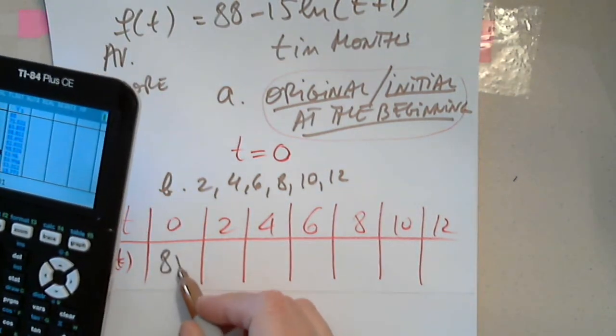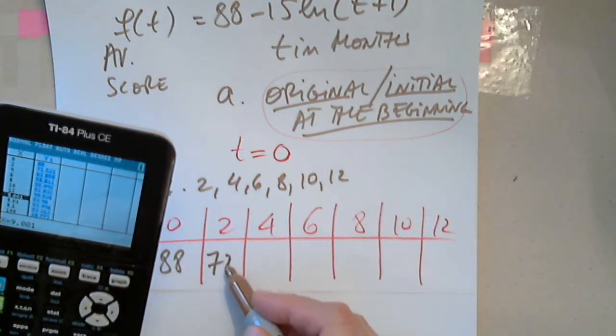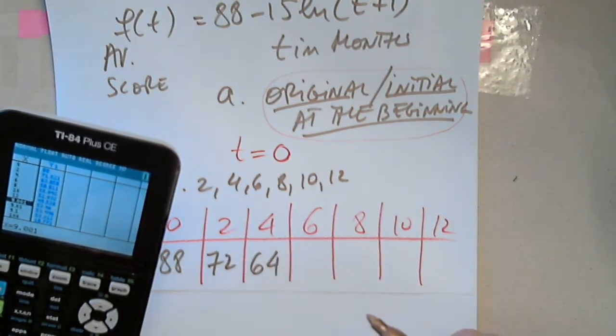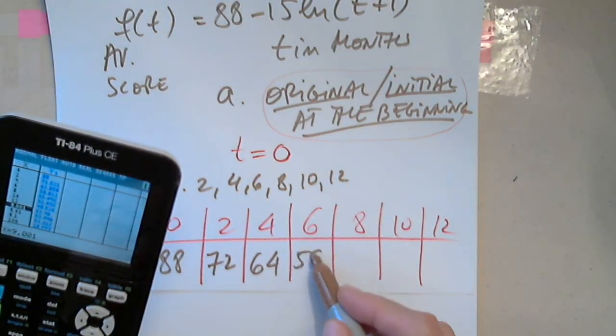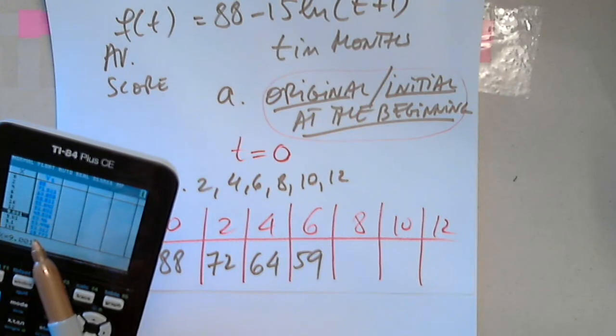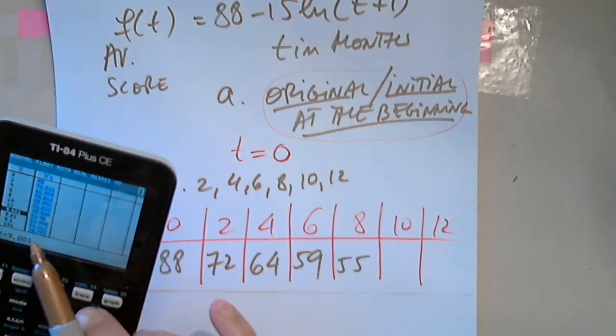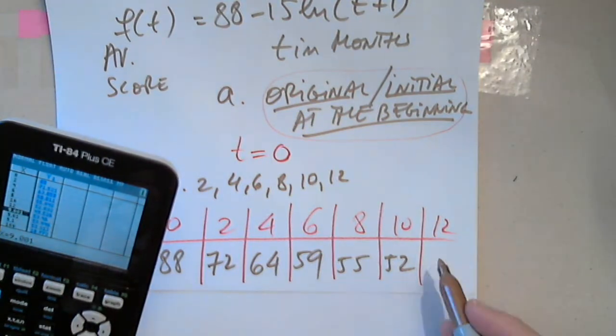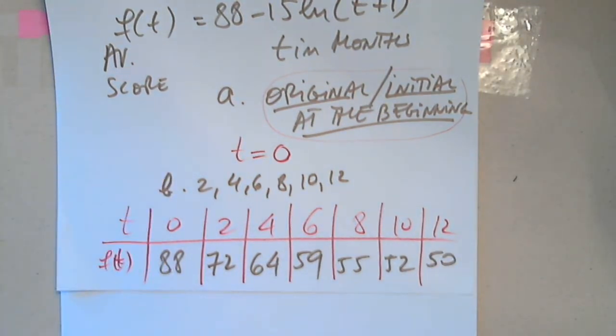So for 0 it is 88%. For 2, I'm going to round it to 72%. For 4, 64. For 6, I'm going to round it up to 59. For 8, 55. For 10, 52. And for 12, I'm going to say 50. That is easier than redoing the calculation 7 times. Any questions so far? Final question, we are asked to graph this. Any questions?